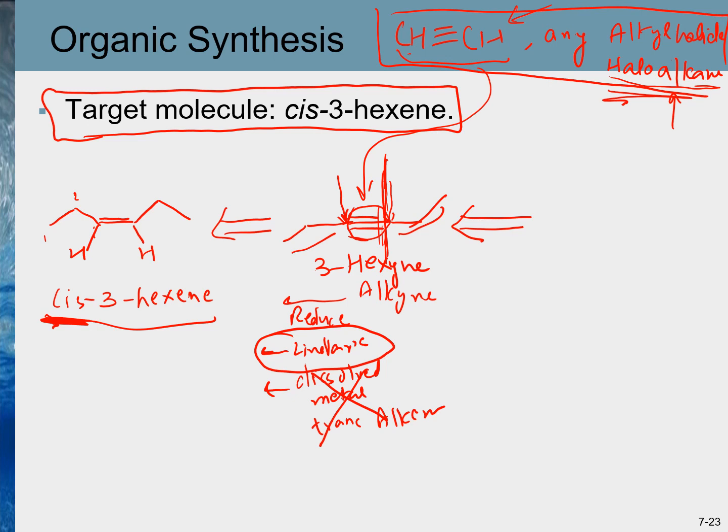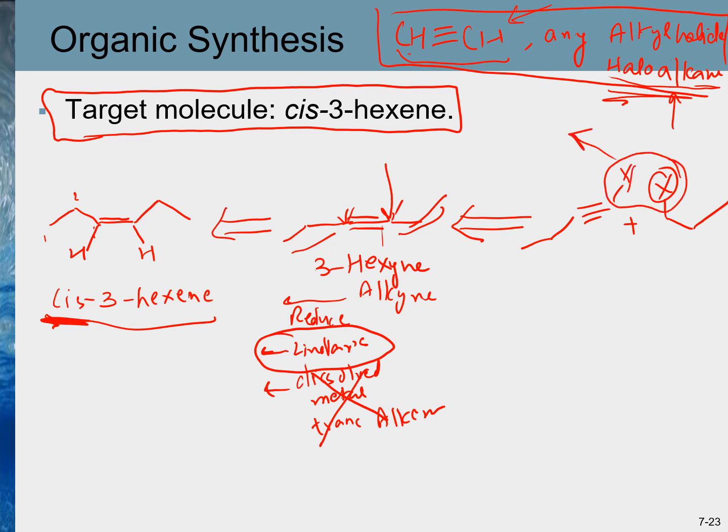It may not be that clear with my reasoning yet, but I will explain it in the next slide how to design the reaction, and then it will be more clear. So what I'm proposing right now is that 3-hexyne can be prepared from this plus this, X here and Y here. So these two can go out and we can prepare 3-hexyne, right?